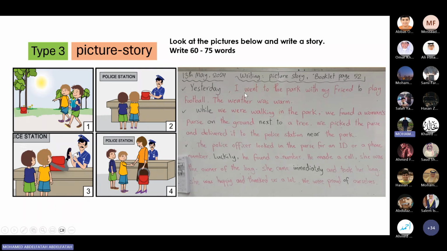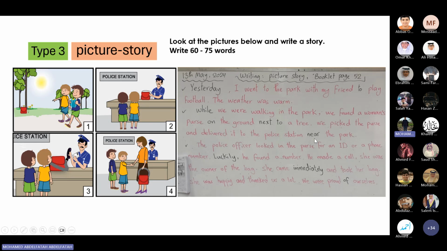Yesterday, I went to the park. I used the past simple because this is a story. Yesterday, I went to the park with my friend. Why? To play football. The weather was warm. You can say the weather was sunny, the weather was fantastic, the weather was stunning. That it's up to you. While we were walking in the park, we found a woman's purse on the ground next to a tree. We picked the purse and delivered it to the police station near the park.